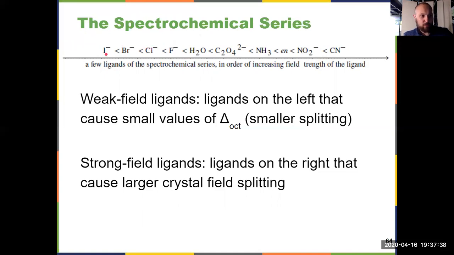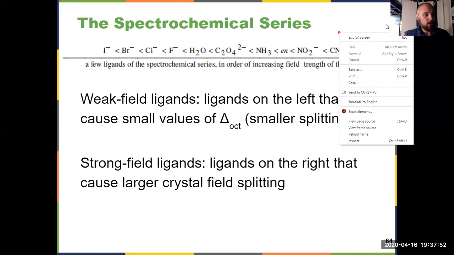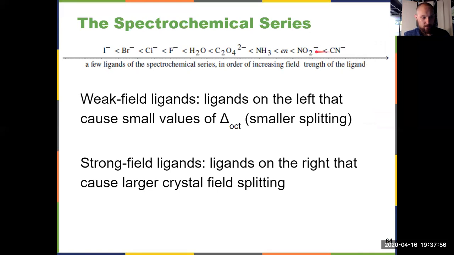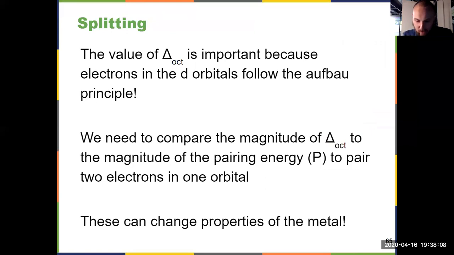Those are called weak field ligands, and those are things that give us a really small value of delta OCT. The energy levels aren't split very significantly. But the guys over here on the right-hand side, those are known as strong field ligands. They cause delta OCT to have a large value, and those energy levels are further apart from one another. And that's significant because it has an impact on where my electrons go.